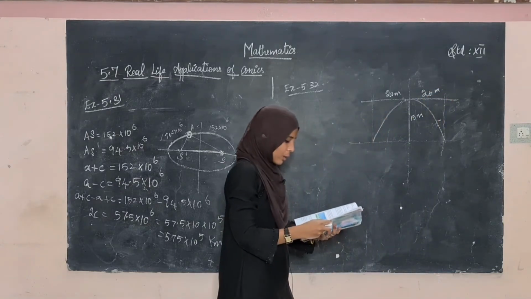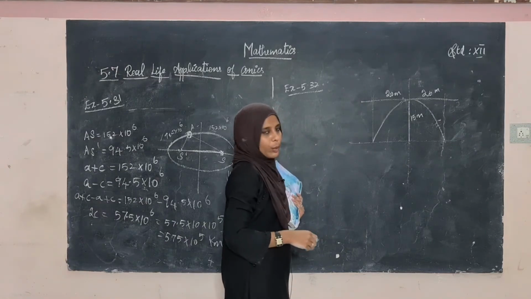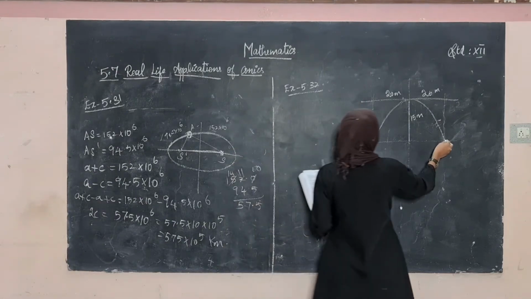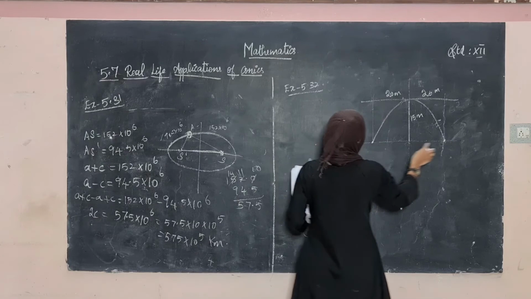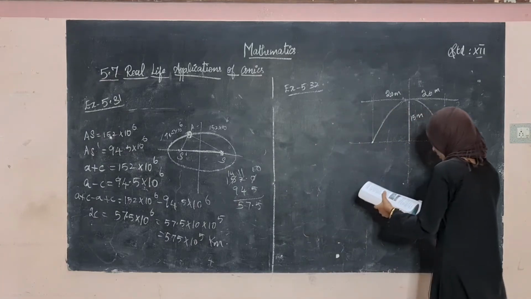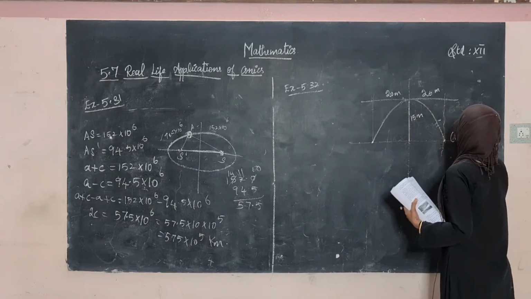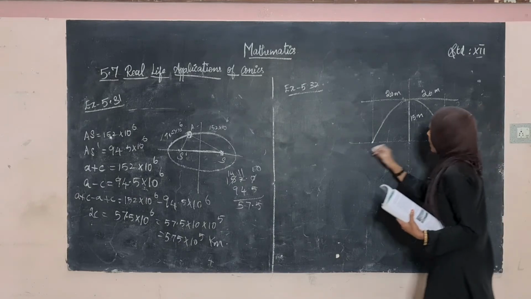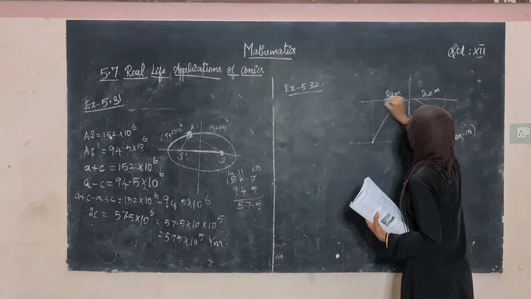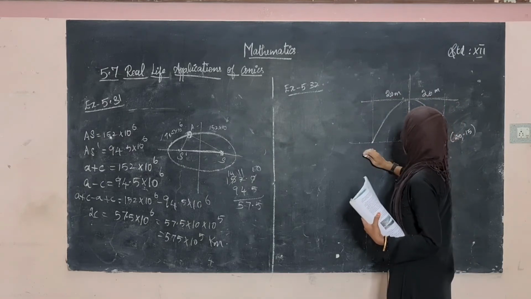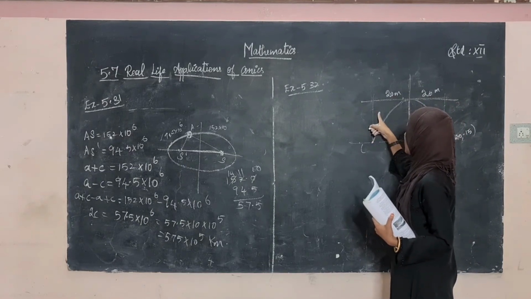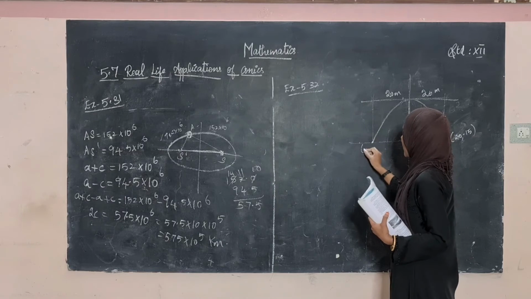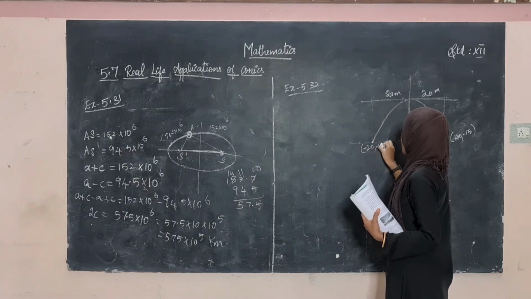Okay, write the equation of the parabolic arch. We have to find the equation of the parabolic arch. So what's the point here and here? This will be 20 comma minus 15 because this is the axis. And here both the x and y are negative, so minus 20 comma minus 15.